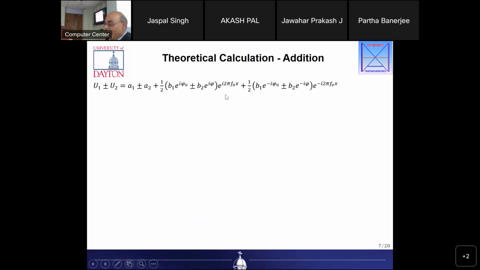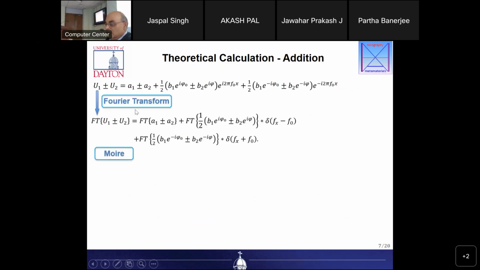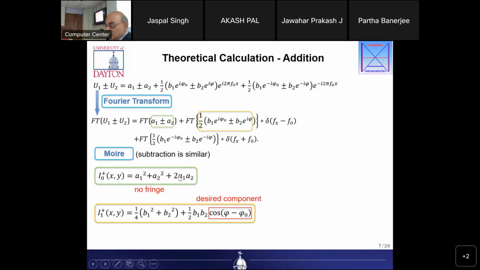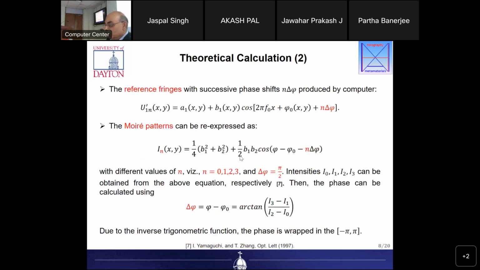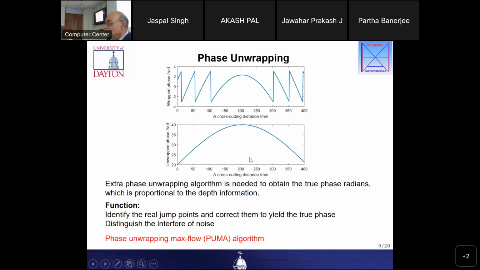So as I said, you can add two things together. This is the Fourier transform, and this is the Moire pattern from the Fourier transform. You want to find this coefficient or this component, the cosine of phi minus phi 0, which you can find by shifting the phi 0 by 3 successive phases. So I'm not going to get into the details of that, but I'll just give you the final result. So this is again the essential equation that we use to find out the delta phi. And I'll give you the shape. Well, this is the same thing about phase unwrapping, because you have to do phase unwrapping here as well.